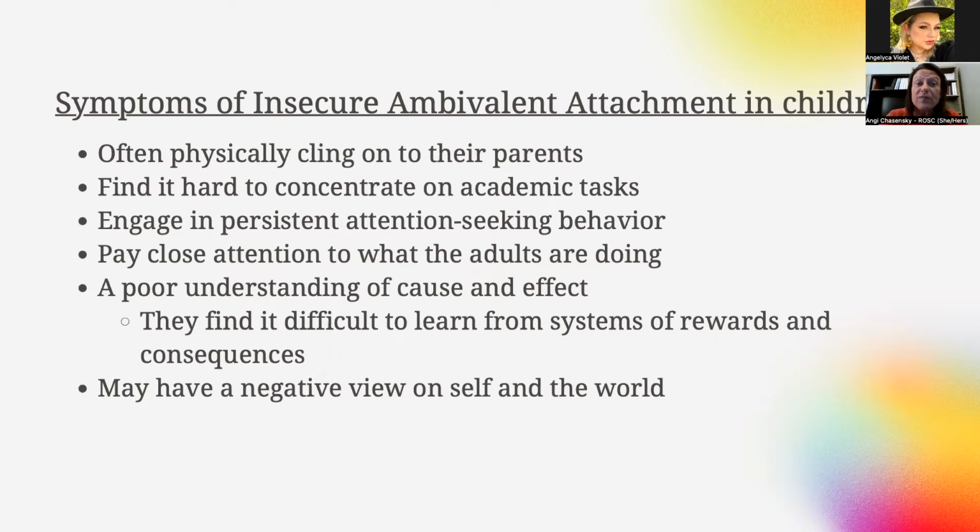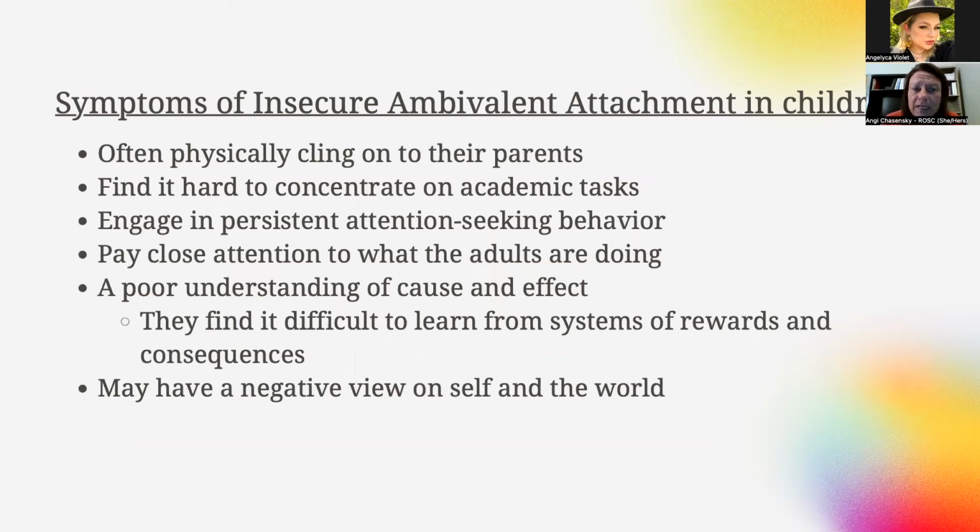Symptoms of insecure and ambivalent attachment in children, and this is not all-encompassing, include a tendency to be physically clinging to their parents, finding it hard to concentrate on academic tasks, and engaging in persistent attention-seeking behavior. And so these last two bullets, I think it's very important how you could see there could be intersectionality with ADHD. If the attachment style the child has developed is insecure and ambivalent, some of these behaviors look a lot like ADHD or hyperactive behaviors in general, or avoidant, dismissive things along those lines.